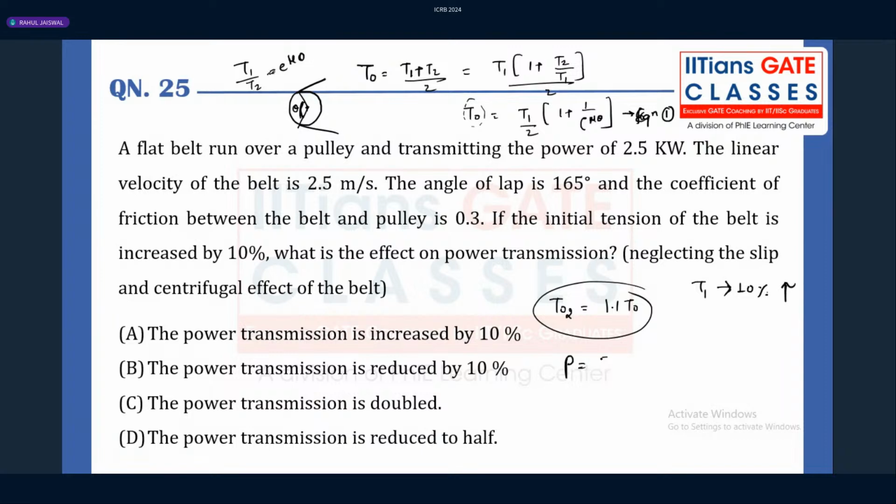And what is the power formula? (T1 minus T2) into V. But we know that if you take T1 common, then I will get T1 times (1 minus 1 by e to the power mu theta) into V. V we are not changing, mu theta we are not changing. So again, power is also a function of T1. If T1 is increasing 10%, then power will also increase by 10%. A will be correct.